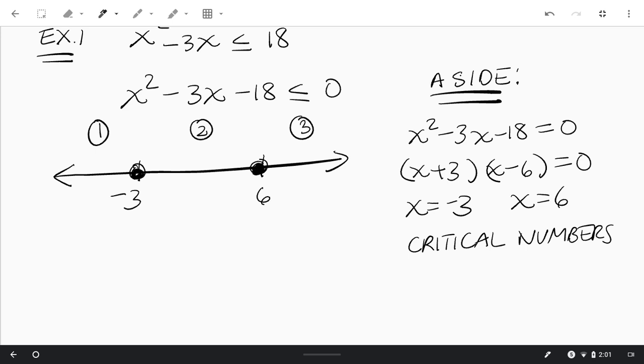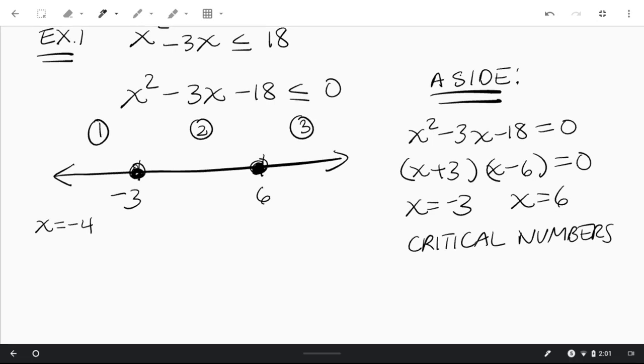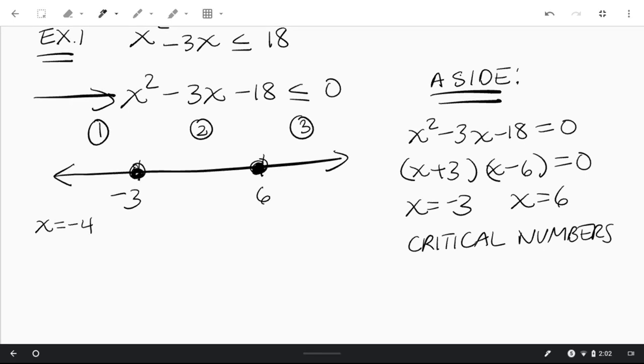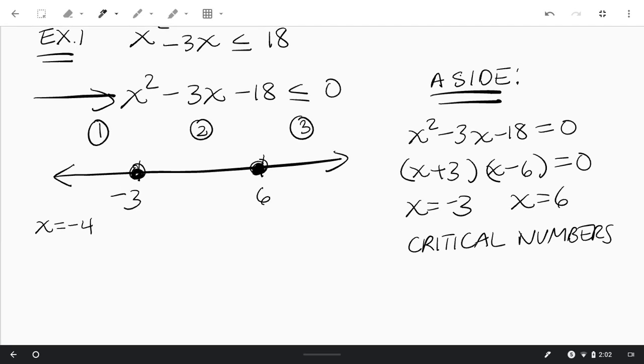All right. So now to check each region, I just need to choose a number in that region, plug it in, and see if I get a true statement or a false statement. So over here in region 1, I'm going to go ahead and choose x equals negative 4. So that'll be the number I'm going to test. I'm going to test it by taking this negative 4, plugging it into this inequality right here, and checking for a true or false outcome.